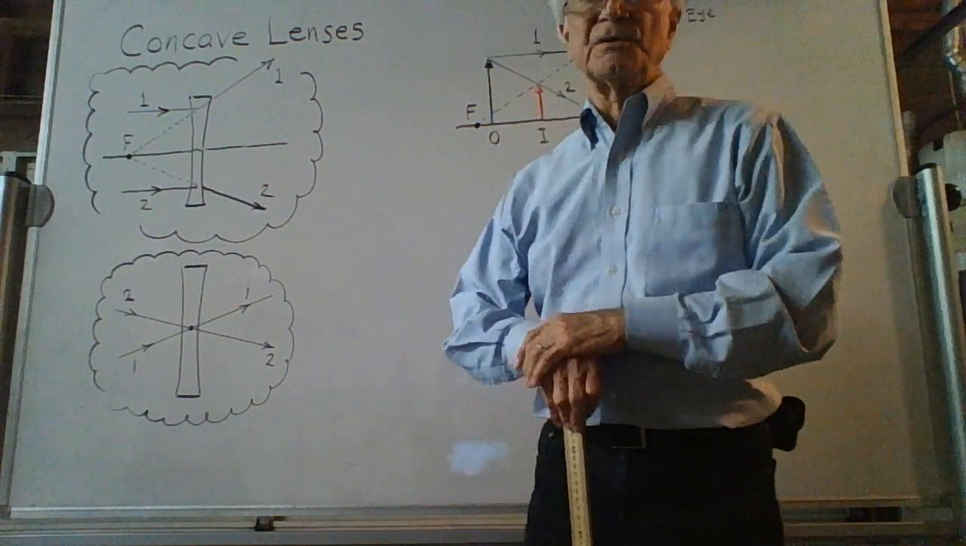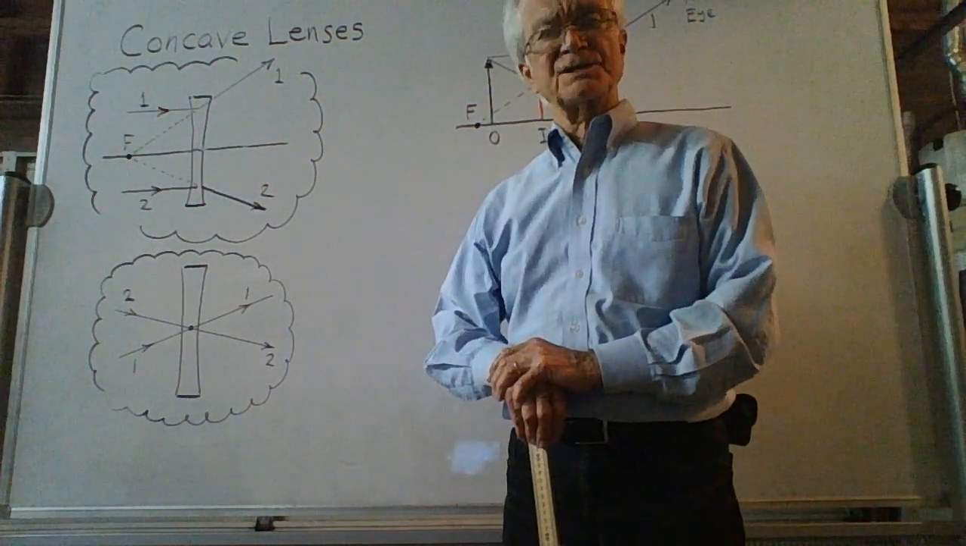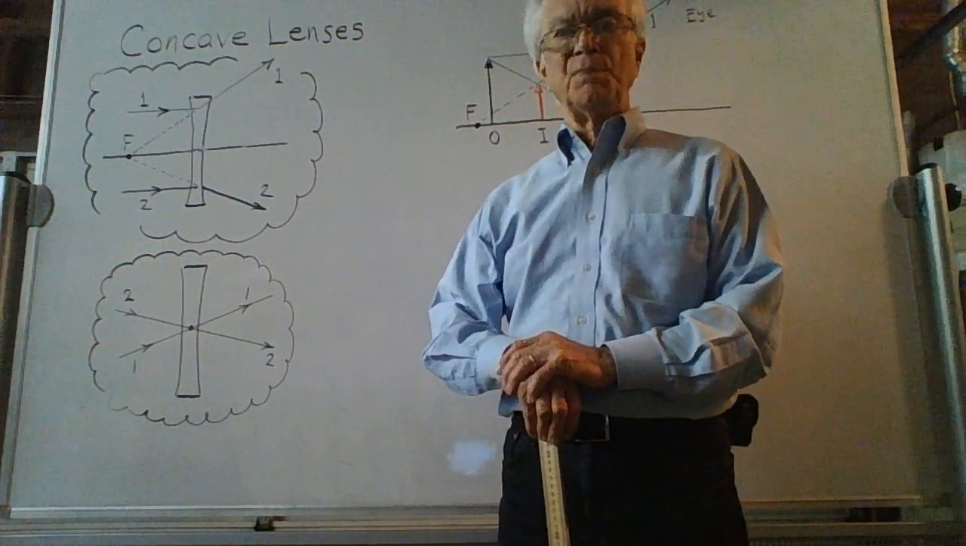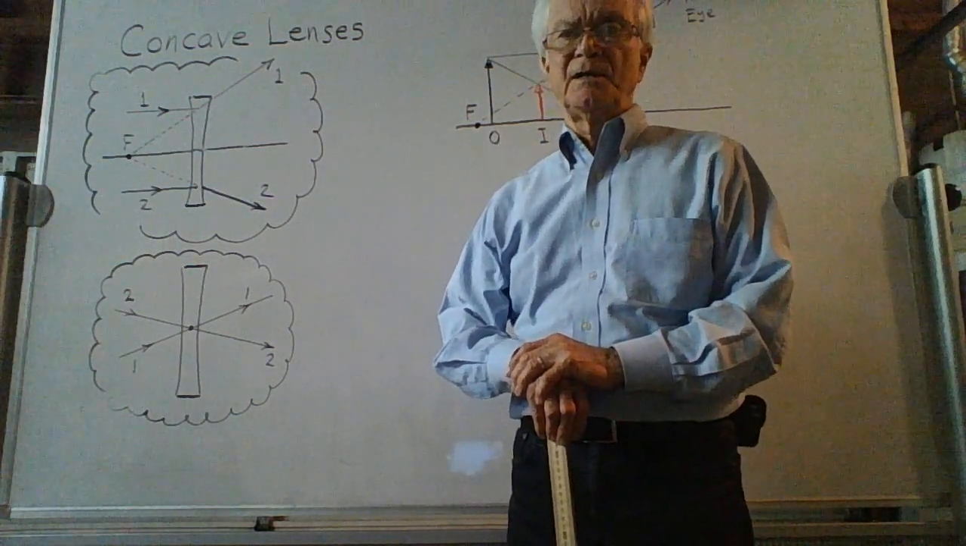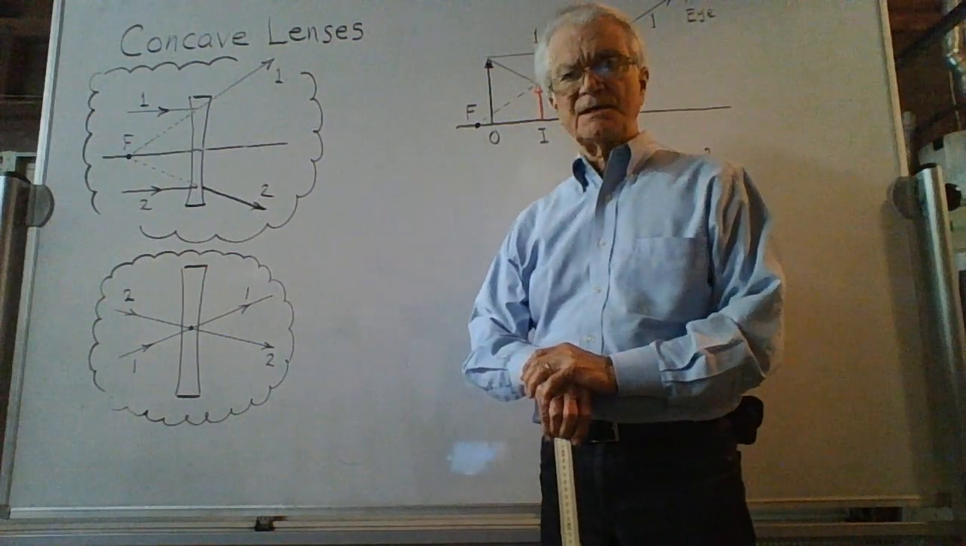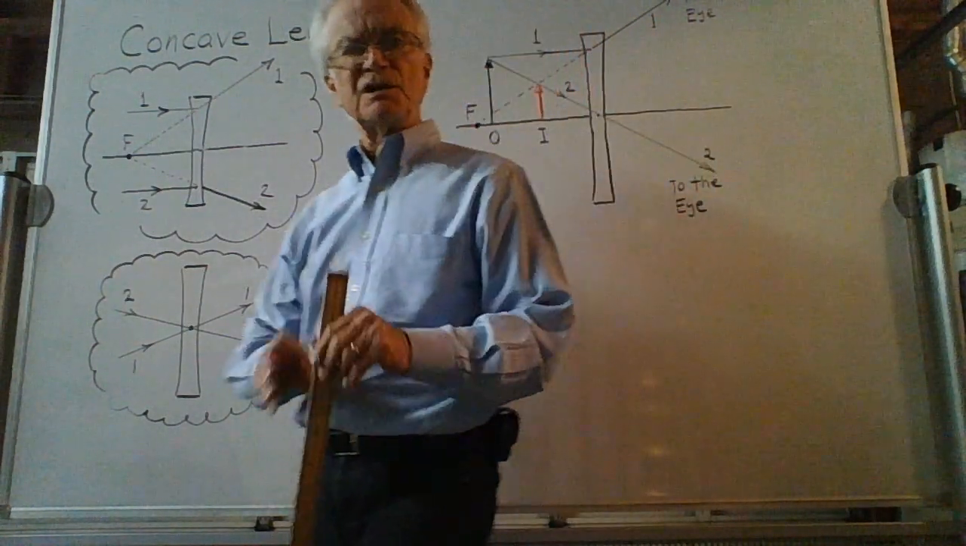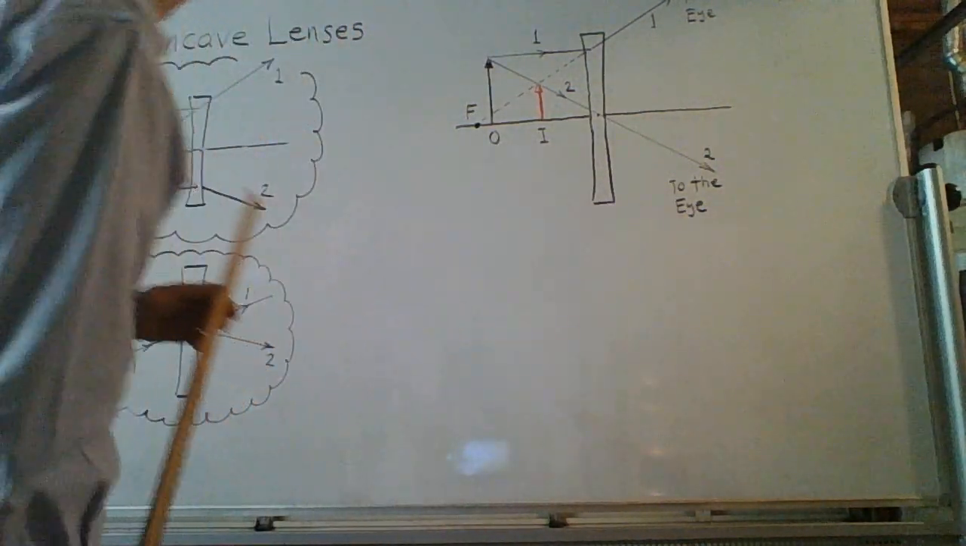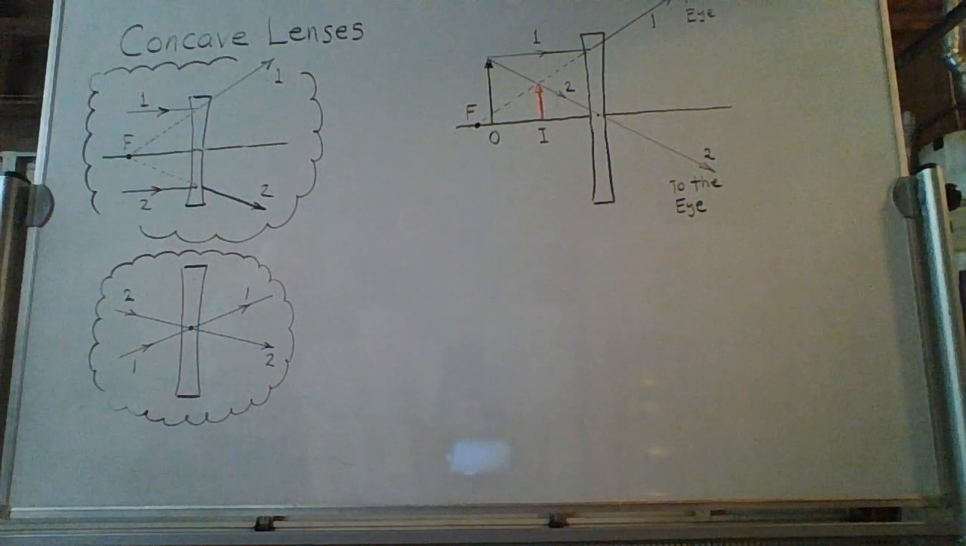In a previous video lecture, I discussed convex lenses, the kind of lens that bulge out on either side. The opposite sort of lens is called a concave lens. It caves in on both sides. Let's take a look at some of the properties of concave lenses.